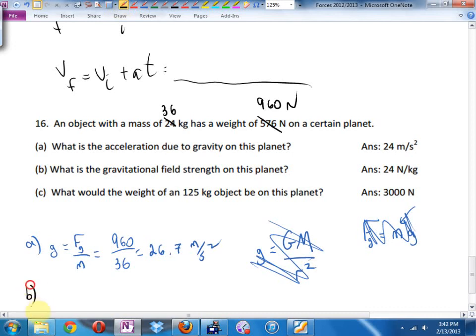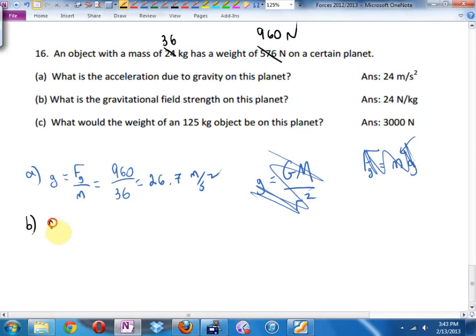What's B asking me to find, Dylan? Gravitational field strength. You know what gravitational field strength is? It's that, which I think I just figured out in part A. Yep, 26.7 meters per second squared. Although it's traditional when we're talking about gravitational field strength to call it newtons per kilogram, to emphasize that we're comparing a gravitational force on a mass, but that is still meters per second squared.